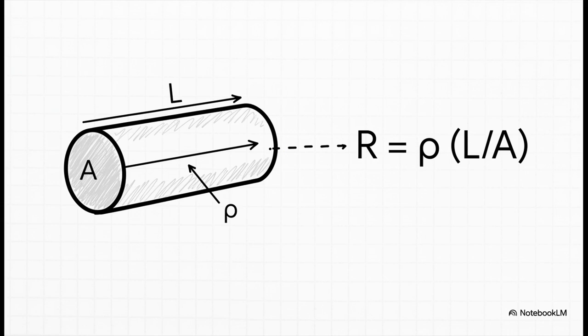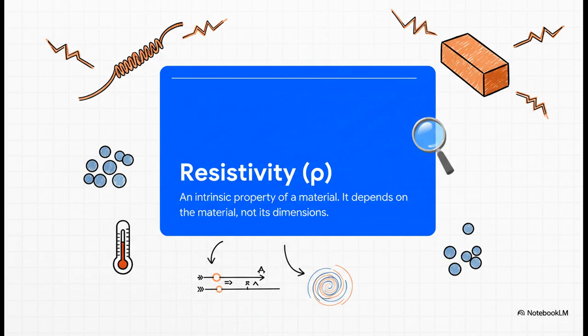The resistance, R, is equal to the length divided by the area times this new symbol, the Greek letter rho. So what is this rho? It's called resistivity, and this is the key ingredient. Resistivity is an intrinsic property, meaning it's baked into the material itself, just like its color or how dense it is. It's a number that tells you how much that specific substance, copper, rubber, gold, whatever, naturally fights against electricity, completely separate from its shape.